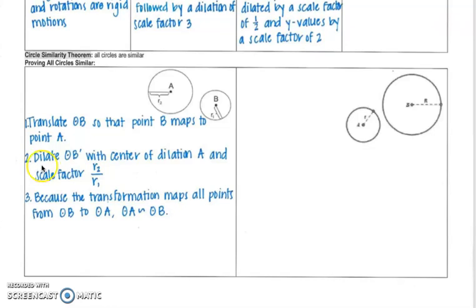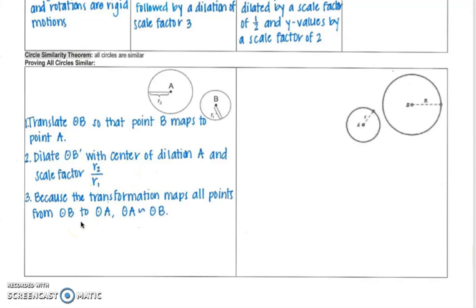Okay, the second step is I'm going to dilate circle B prime, and it is B prime because now I've transformed it. And my center of dilation is going to be point A because now they map to each other. B and A are the same point. And my scale factor is R sub 2 over R sub 1. Okay, that's because I'm moving from B to A. So A is my second figure.